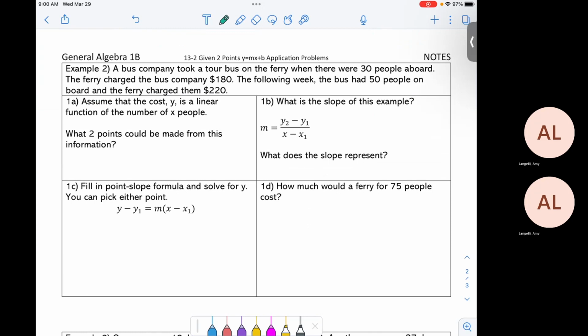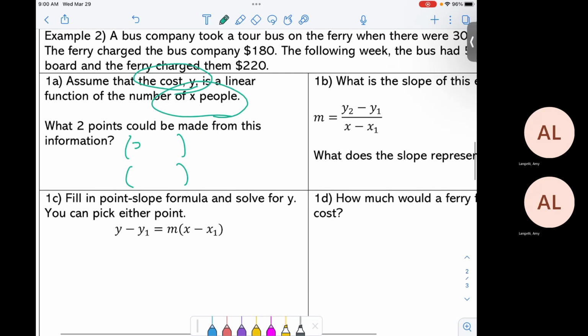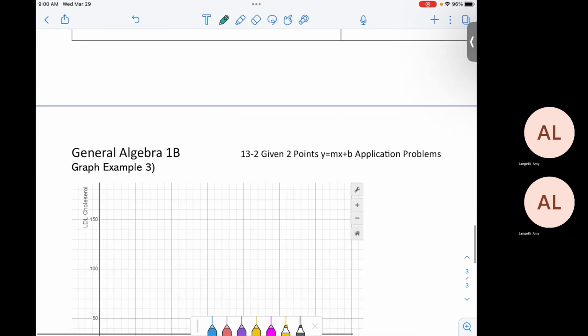Okay, example 2. A bus company took a tour bus on the ferry where there were 30 people aboard. The ferry charged the company $180. The following week, he had 50 people, and he charged them $220. Do you guys see 2 points out of that information, knowing that the cost is y and the people is x? Yeah. What are they? 180 and 30. Good. So 30 people costs 180.